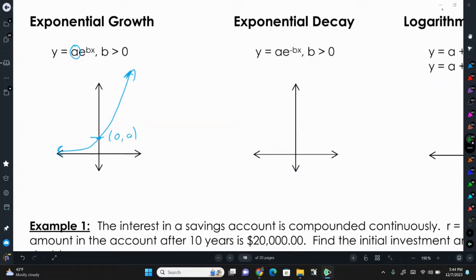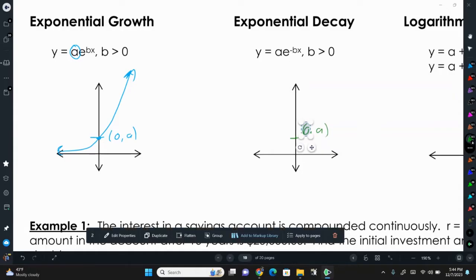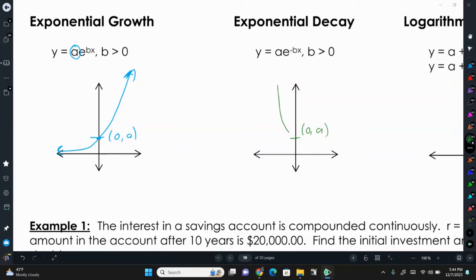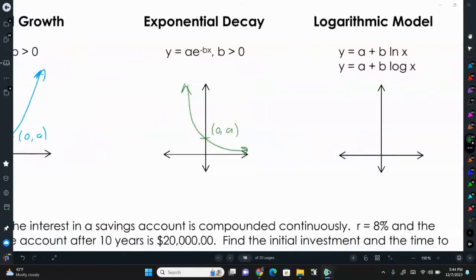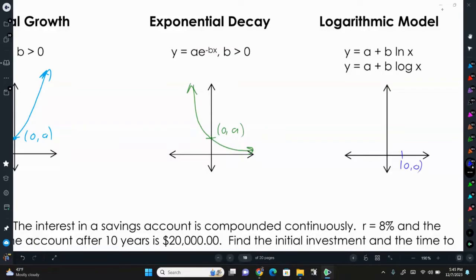Then we had our exponential decay model, which still had 0, comma a as our y-intercept. And this would go down like that and shrink very rapidly. And then we have logarithmic models. In our logarithmic model, because our base is 10, 10 comma 0 would be the x-intercept, and our logarithmic model looks like this. It grows really fast at first, and then it levels out.